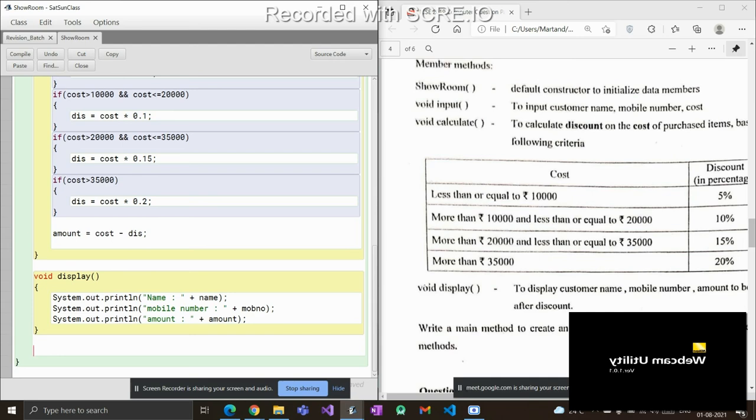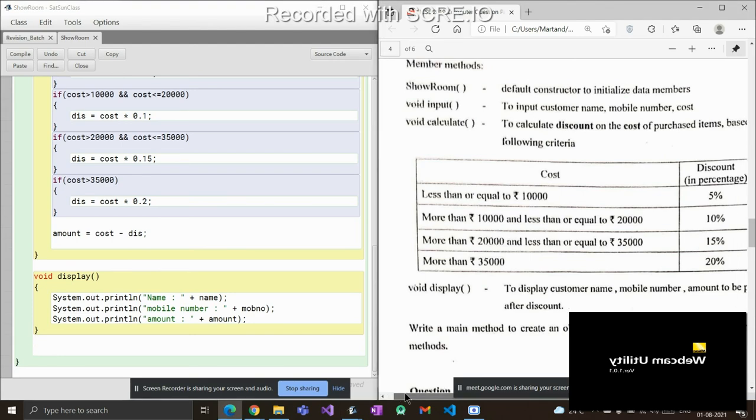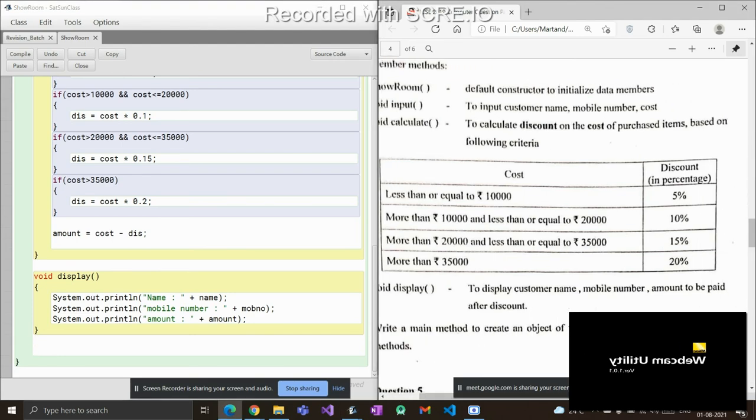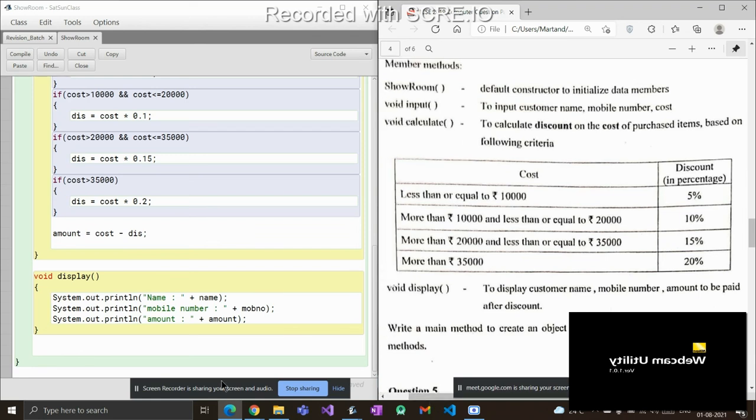But it says that you have to write a main method also and make an object. This also has marks. 3 marks are there for your main method to create an object and call those functions. So remember every time, whenever you're writing a main function, I suggest that you write public static void main. It makes sense to make an object inside it.